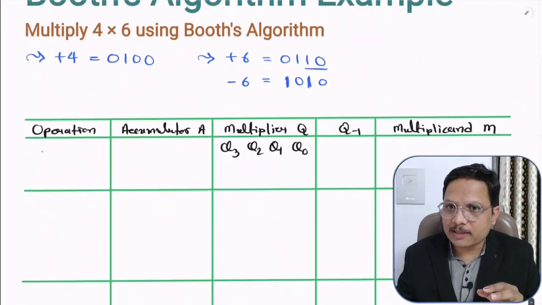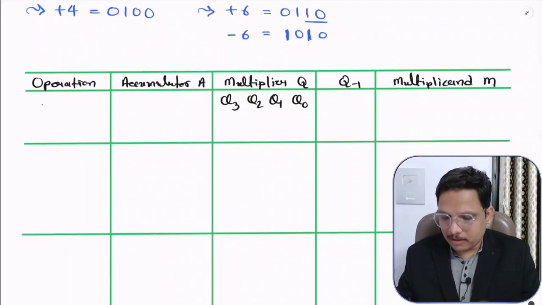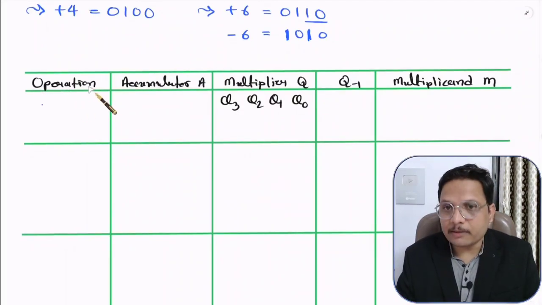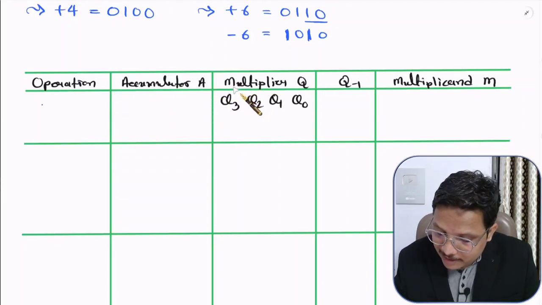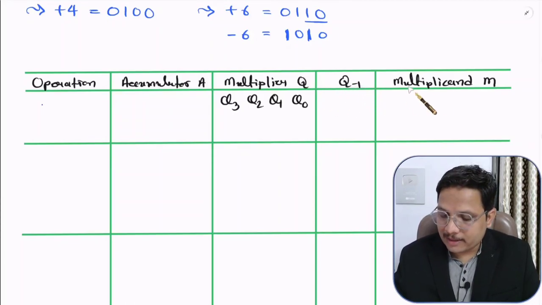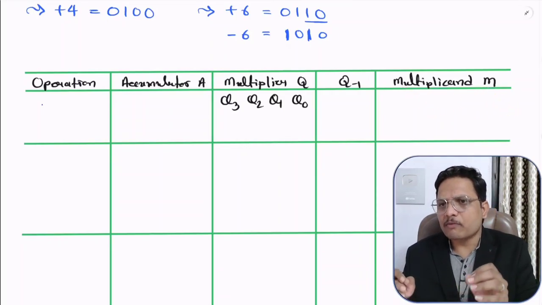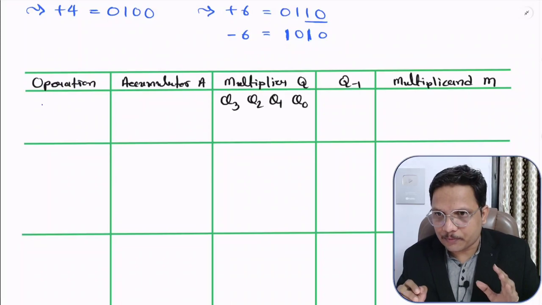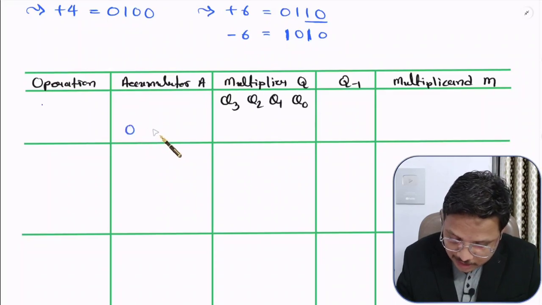Once you have this, you need to make a table. In the table, first you mention the operation. Second, the accumulator. Third, the multiplier, which is Q. Next, Q minus 1. Then the multiplicand M. Now, what should be my initial value? The accumulator should initially be 0.